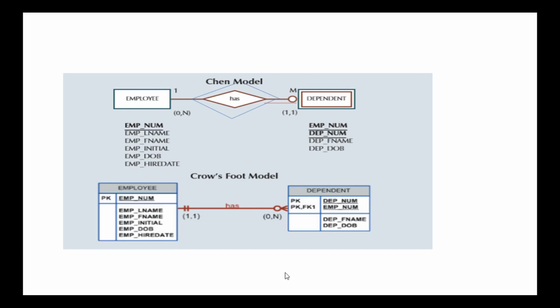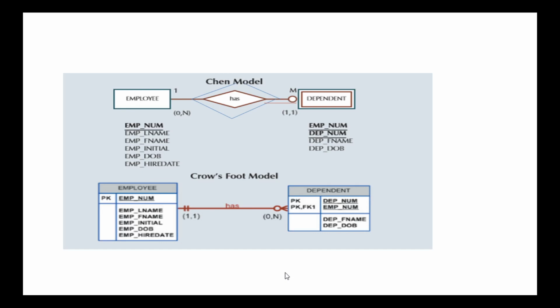Just observe the attributes in the employee entity. In the employee entity, there are employee number, employee last name, first name, initial, date of birth and hire date. Among all these attributes, the employee number attribute is the key attribute. This is also called the primary key, which is used to identify each and every employee uniquely.